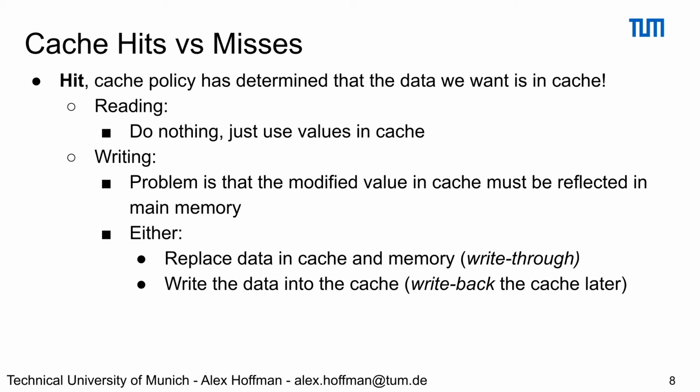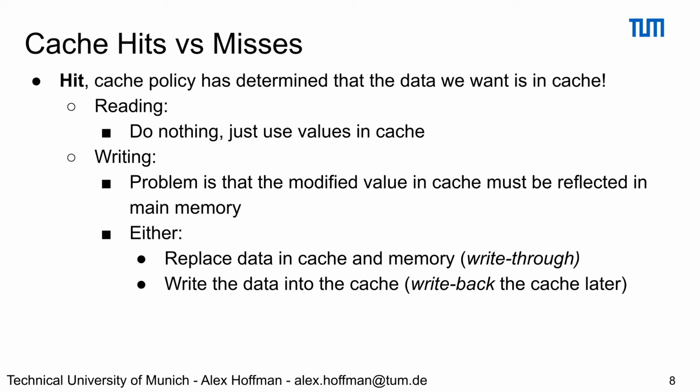But one of the things that we need to deal with is, with hits, writing to the cache. So if you want to update an array, and the array is in cache, what happens when the array is there and we want to update the value? There's a few different ways of handling this, to make sure that the main memory is updated. And you can do it in two different ways.